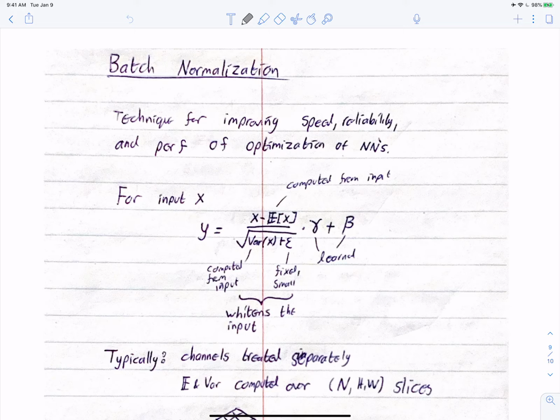Now, you'll notice that there's this epsilon term in there. So really, we're dividing by the square root of the variance of x plus epsilon. The variance of x is computed from the input, but the epsilon is some small, fixed number. The reason that the epsilon is there is to make sure that this quantity is differentiable everywhere.